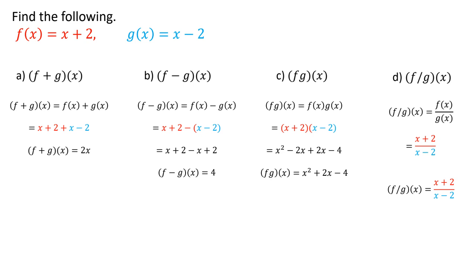So since I cannot simplify this, this x plus 2 and this x minus 2 are together. They cannot be factored out or simplified. My answer just remains that way: x plus 2 over x minus 2.